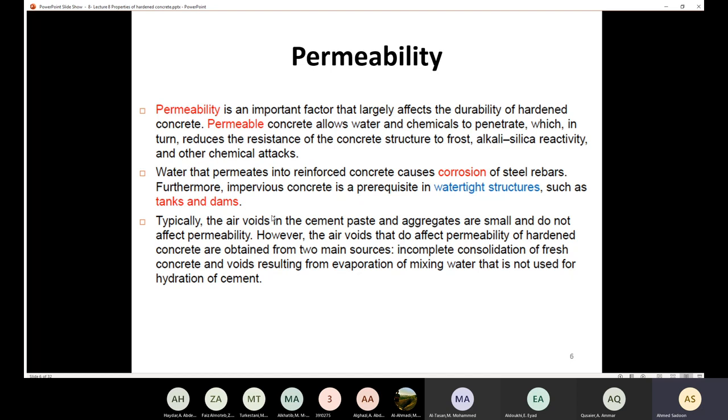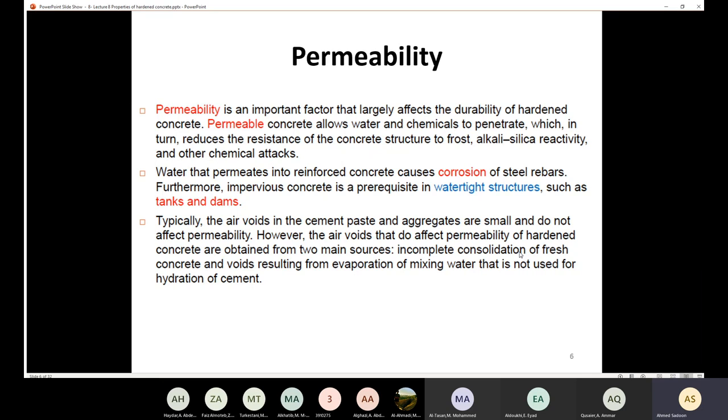Typically, we have air voids in the cement paste and in the aggregate. Those voids are small and they do not affect the permeability. However, the air voids that do affect the permeability of hardened concrete are obtained from two main sources. So the voids from the cement paste and the aggregates are not going to affect the permeability, but we have two sources from which we are going to have permeability.